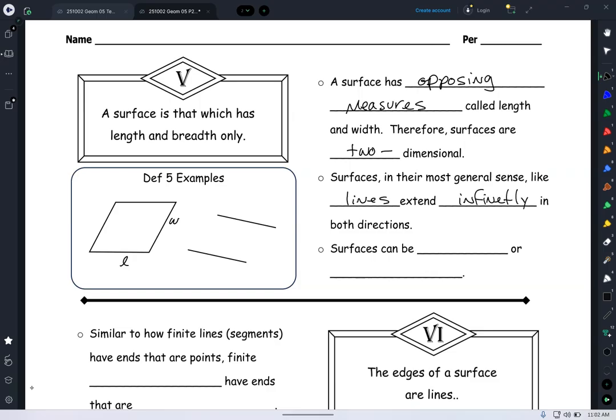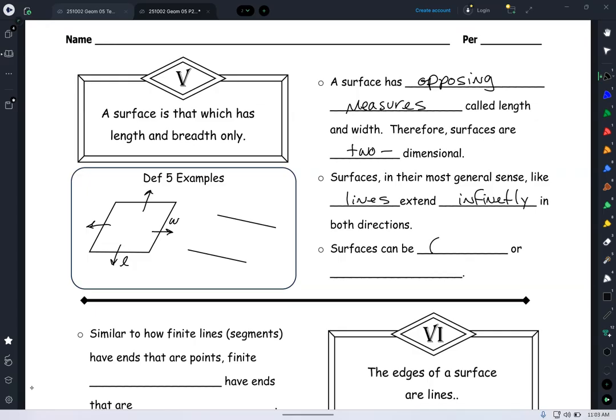This time, instead of saying they extend infinitely in all directions, really both directions, length and width, right? What I'm going to do is draw a couple of arrows coming off of here like that and down here like this. So there's this idea of our plane, our surface, extending out infinitely in both length and width directions.